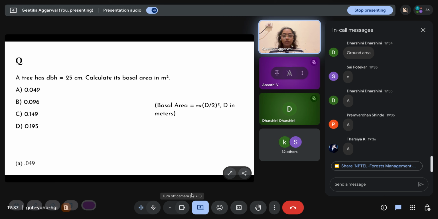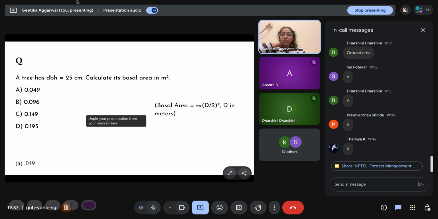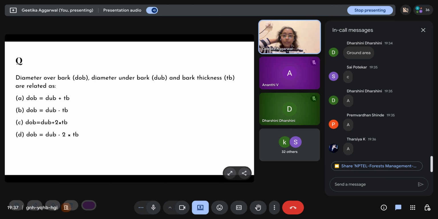Yeah. Hello. I hope I'm still audible. And coming to the next question. Diameter over bark and diameter under bark and bark thickness are related as. So, which of these formulas tells you the correct relation between DOB, DUB, and TB? Is DOB equal to DUB plus TB, minus TB, plus 2 TB, or minus 2 TB?